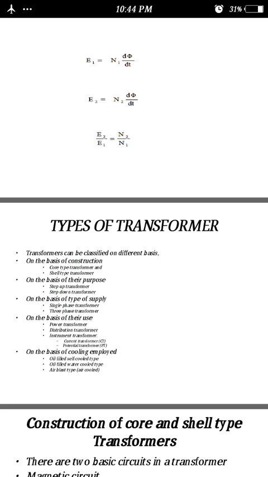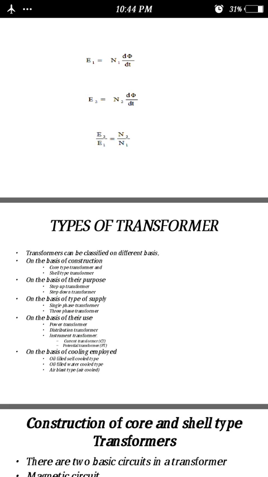The next type is the step down transformer. In this case, when we give the input supply as V1, the output supply we receive is V1 divided by some factor, so it is reduced, so we step down the value of voltage. On the basis of type of supply, it is a single phase transformer or a three phase transformer.